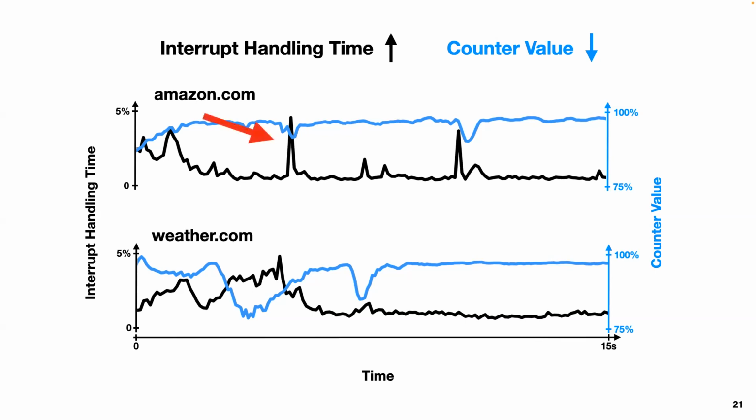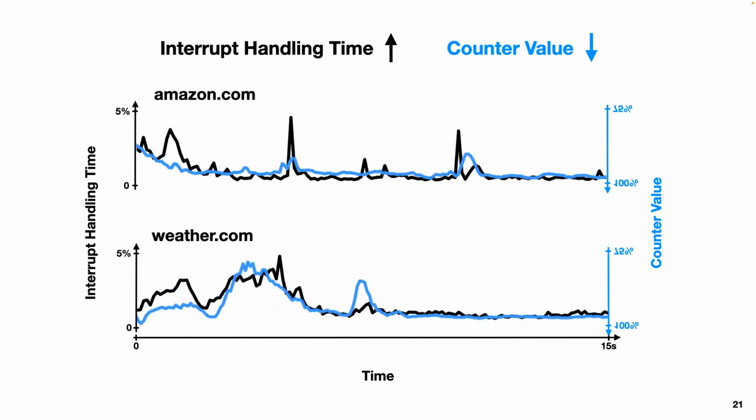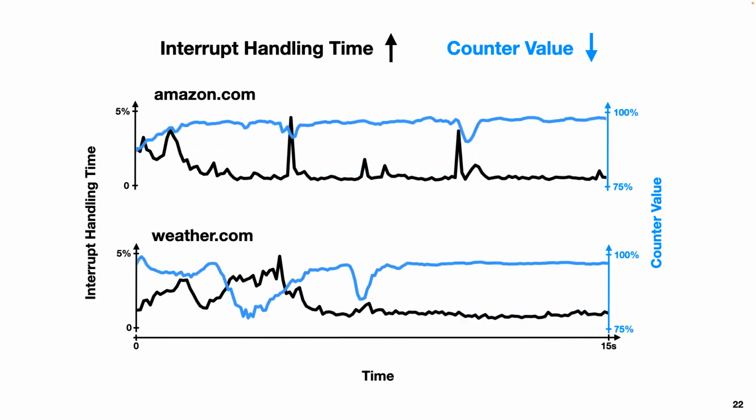We can even notice a couple of spikes here. For example, when we're loading Amazon.com, we have these drops in counter value at 5 and 10 seconds after you started loading the page, and they correspond with huge spikes in the time that's spent processing interrupts. You can see it there again. When we're loading weather.com, there's a huge valley in the counter value distribution, and it's like a mountain in the interrupt handling time. We can even flip them, and you'll see that they correspond very well. The blue and black lines mirror each other pretty well. We can even do it one more time just for added effect.